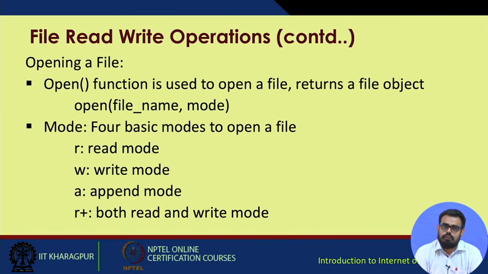The open function is used to open a file and returns a file object. Whenever you use the open syntax, the first argument is the file name and the second argument is the mode. There are the following four modes: r for read, w for write, a for append, and r+ for both read as well as write modes.